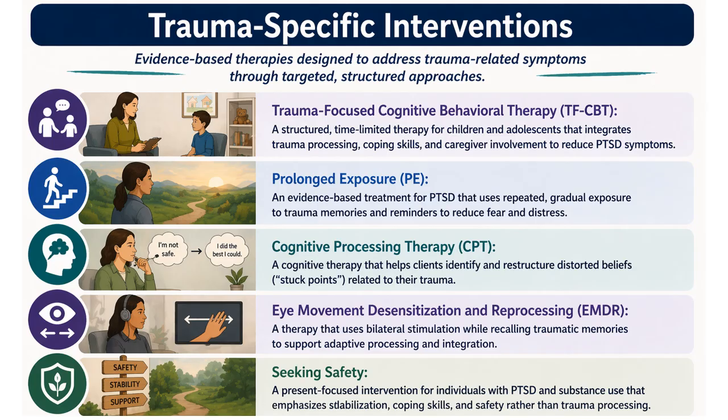Seeking Safety, which we encountered in Module 4, is a present-focused intervention designed specifically for clients with co-occurring PTSD and substance use disorders. Its emphasis on stabilization rather than trauma processing makes it particularly appropriate for clients in early recovery or those who are not yet ready for more intensive exposure-based work. Each of these interventions has specific indications, specific populations for which the evidence is strongest, and specific prerequisites in terms of client readiness and clinical setting. Knowing them by name and understanding their mechanisms is essential preparation for clinical practice.